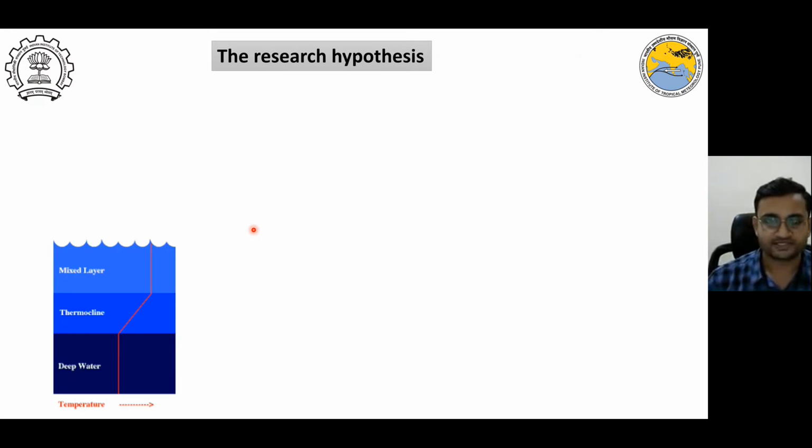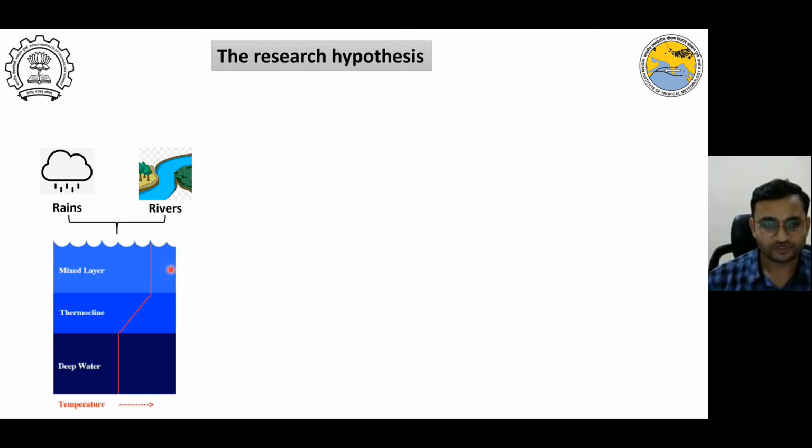The research hypothesis itself is quite simple to understand. Consider a column of ocean water. We all know that the temperatures decrease as we move deep into the ocean and the salinity increases. Due to the turbulence at the ocean surface, the upper few meters of the ocean is well mixed, which is sometimes referred to as a mixed layer.